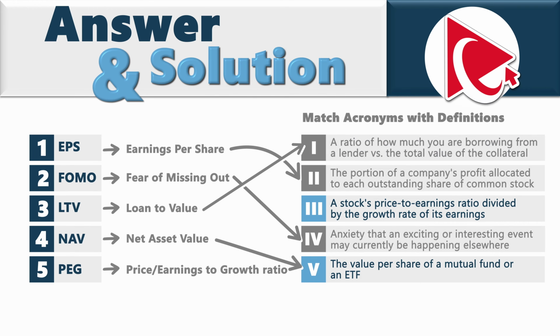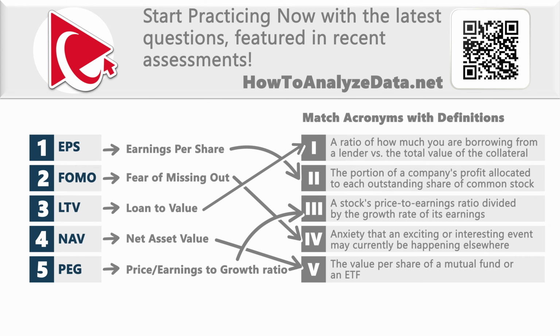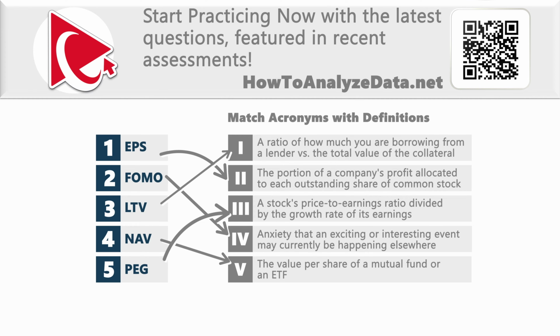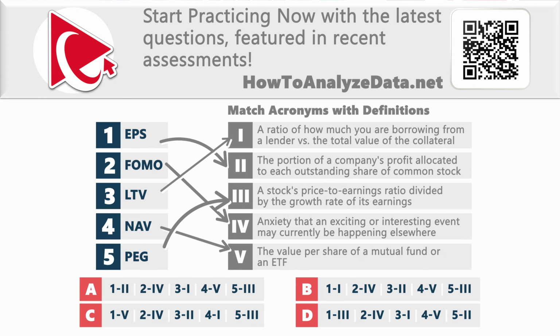Net asset value represents the value per share of the mutual fund or an ETF. And last but not least, price to earnings to growth ratio represents the stock's price to earning ratio divided by the growth rate of its earnings. And the only last remaining step is to match decimal IDs for the acronyms with the Roman numerals for the definitions. After going through this exercise, you will find out that the correct answer here is choice A.